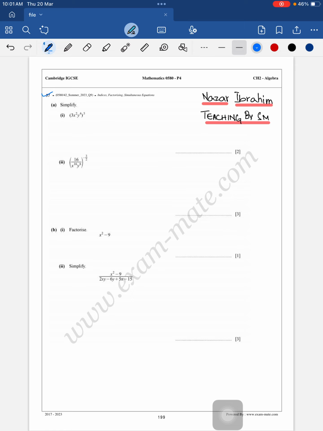Jazakallahu khairan. Starting from question number 57, we have simplify. We have a cube on the whole bracket, so we can first put it on every term. 3 cubed is 27, x to the power 2 into 3, powers are multiplied, and y to the power 4 into 3 is 12. Part 2, we have a negative exponent on the bracket, so to make it positive we reciprocate it, so the denominator comes into the numerator. Now put this power on every individual term.